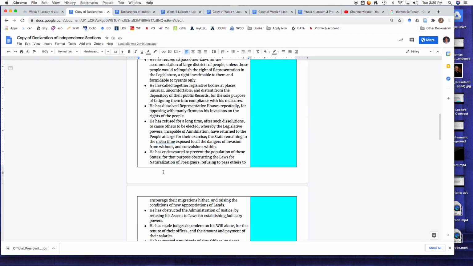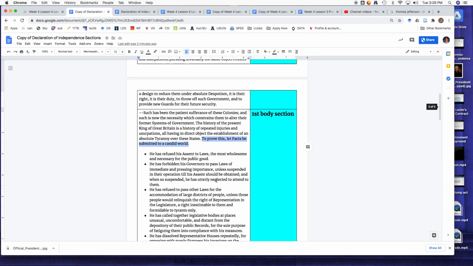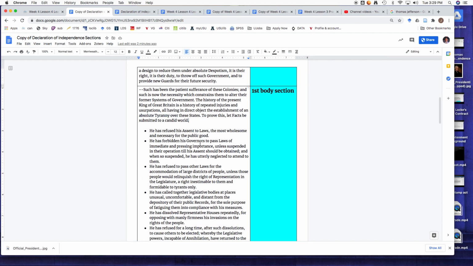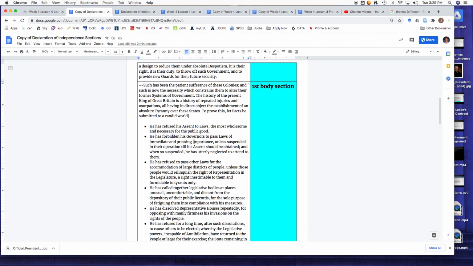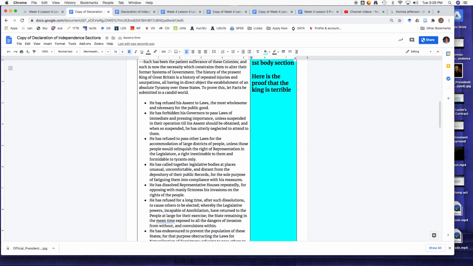And so there's this long list. These are all the bullet points. And he's trying to prove that the king is trying to create absolute tyranny, that the king is oppressive, and that they have a right to overthrow the government. And so here is the proof that the king is terrible. And then there's this long list. And we're not going to go through all these lists, but I'm going to share a couple.